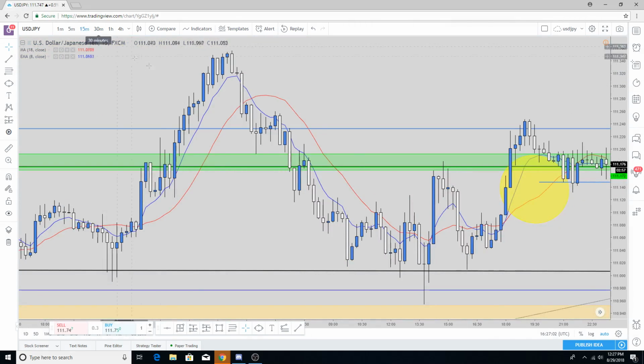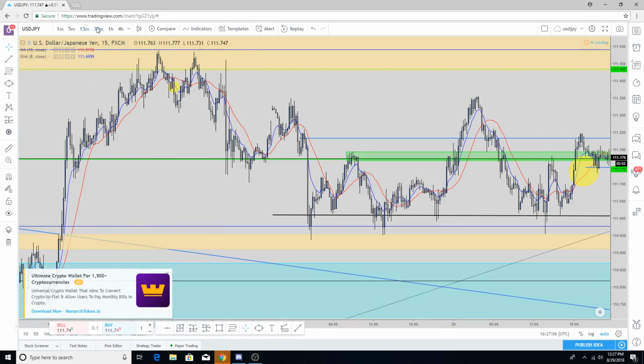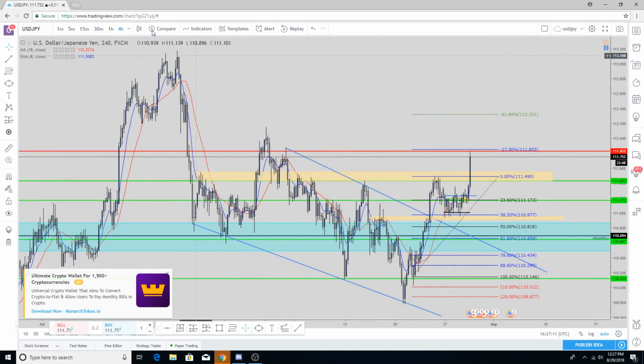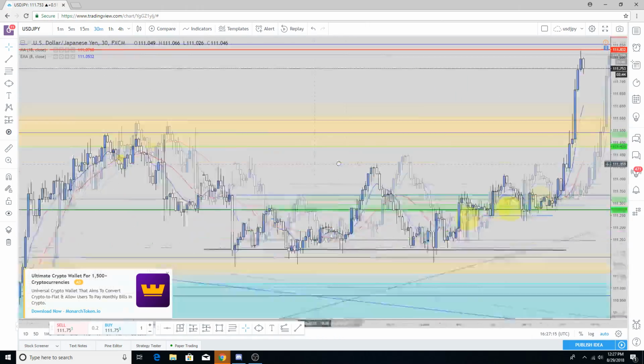I wouldn't recommend breaking down to even a smaller time frame such as M15, just based off the fact that this is based off the 4-hour and it's 4-hour resistance. So the lowest time frame I'd go on is M30.